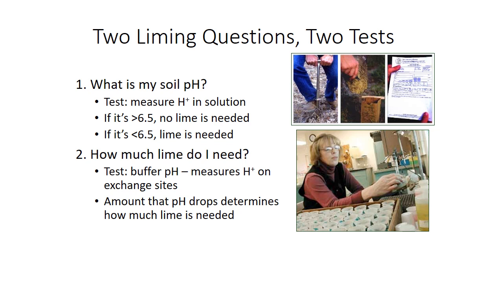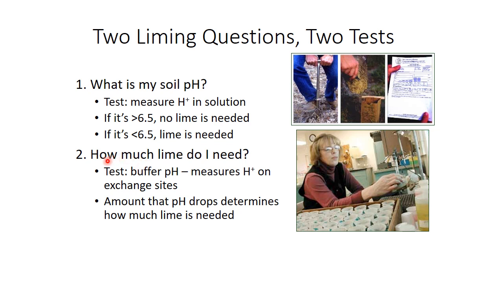That does depend on what crop we're trying to grow, and also it depends on what part of the state we're in. So in Kansas, we actually have different cutoff values. In some parts, it might be 6 is the cutoff. In other parts, it might be 6.8 or 6.5. So in most states, it's usually around 6.5 that is the cutoff.